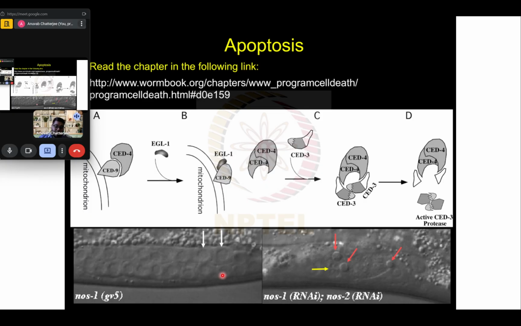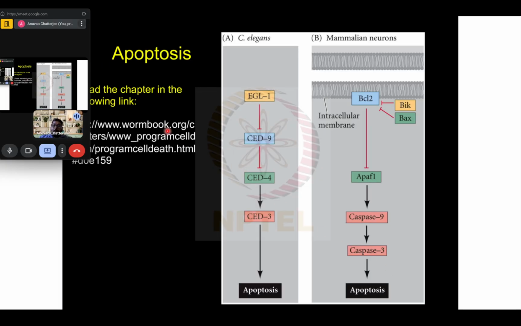Here we have an example of the C. elegans gonads, and here we have particular cells which are button shaped. These are undergoing apoptosis. So in C. elegans it is pretty straightforward. Eagle-1 inhibits SED9. SED9's normal function is to catch hold of SED4 and inhibit SED4, but with a lot of Eagle-1, SED9 cannot do its normal function. SED4 is free. SED4 activates the executioner SED3. SED3 causes apoptosis to occur.